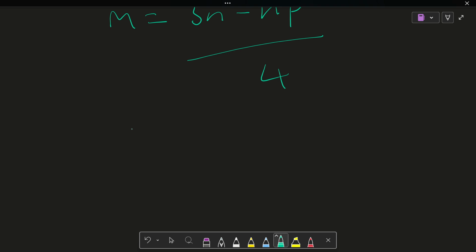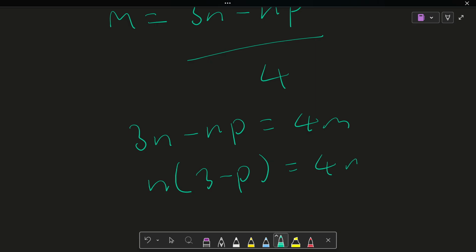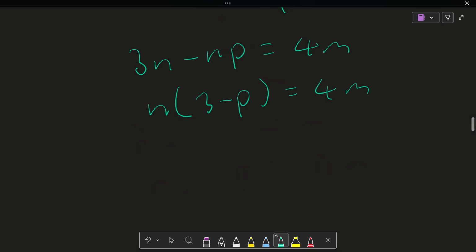So first you take 3n minus np equals 4m. Okay, so we take n(3 minus p) equals 4m. Factorize it and it becomes n equals 4m over 3 minus p.